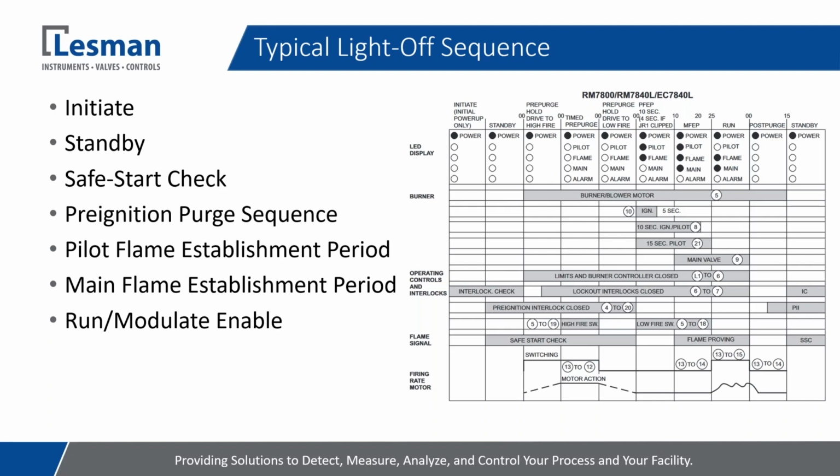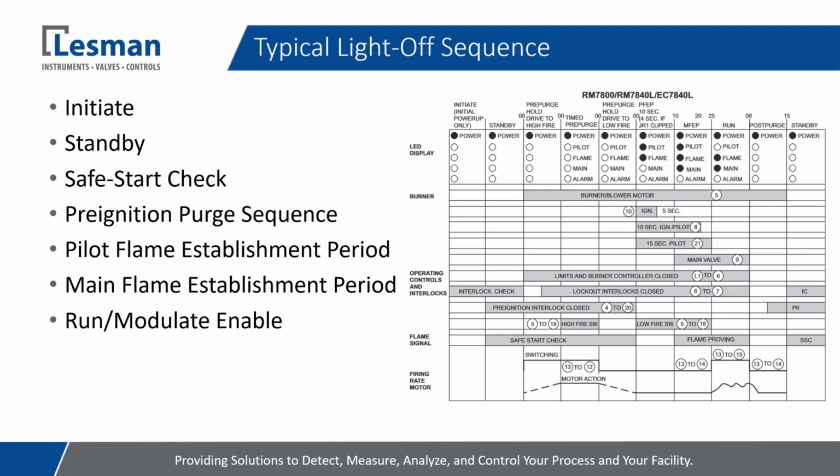At any one of these steps, you could encounter some kind of issues, and I'll go through and cite some examples and things to look for if you get stuck at each step in the light-off sequence. The diagram on the right is, you may have seen something similar to this. This is one from Honeywell. It shows the different stages of the light-off sequence and what terminals and LED lights should be on at that point in the light-off sequence.